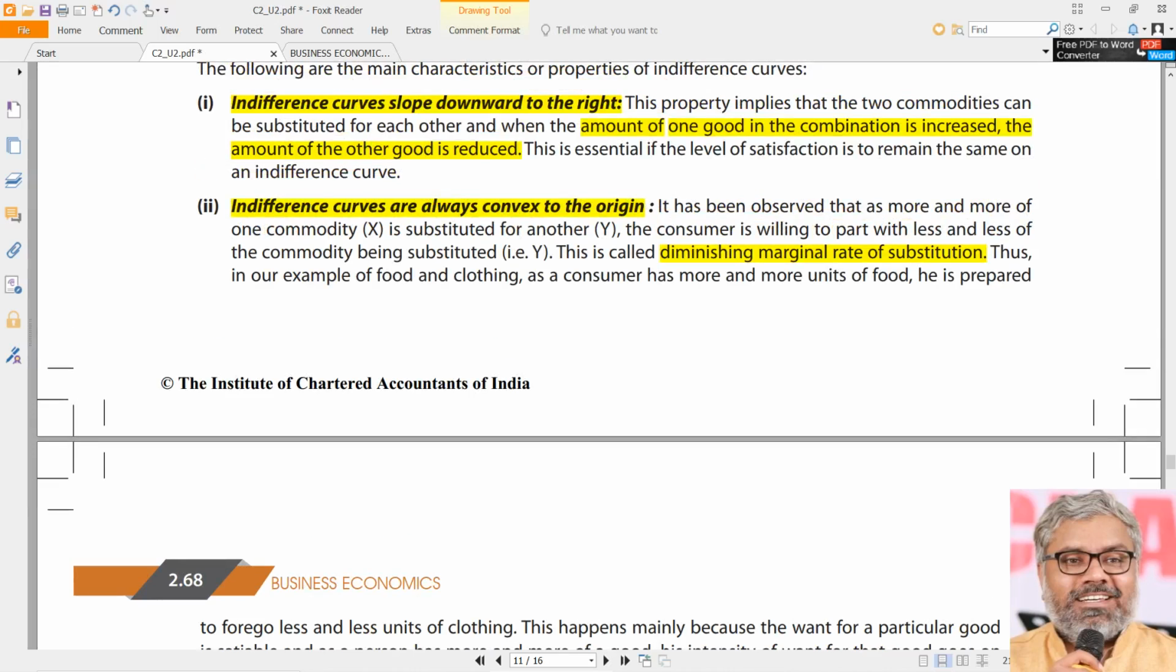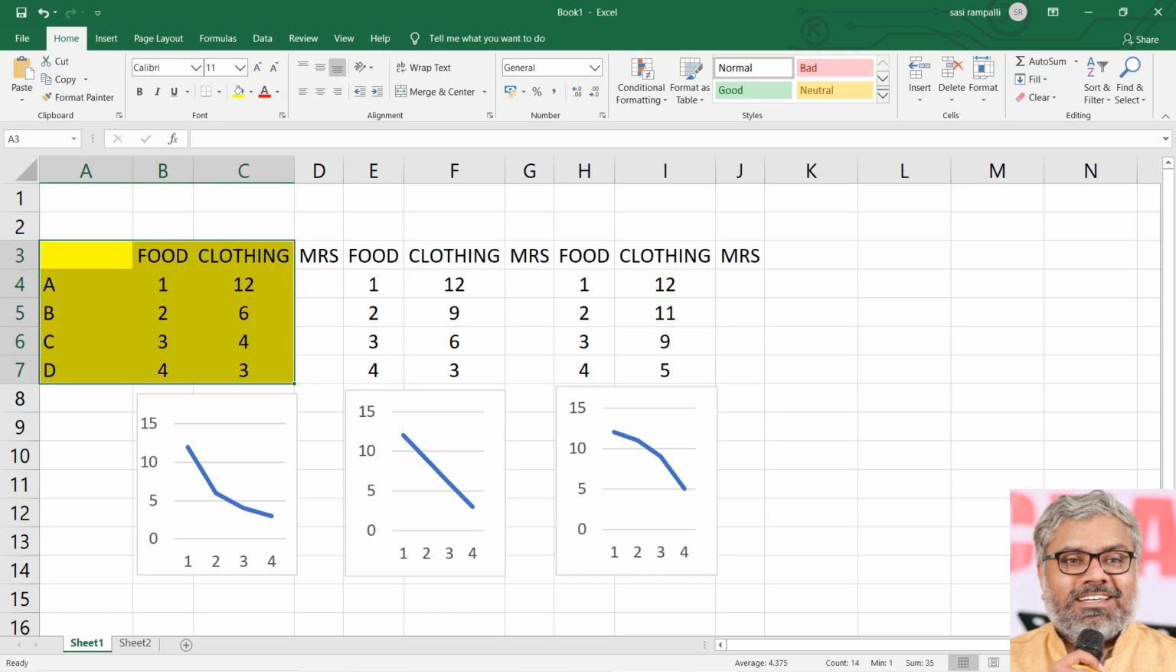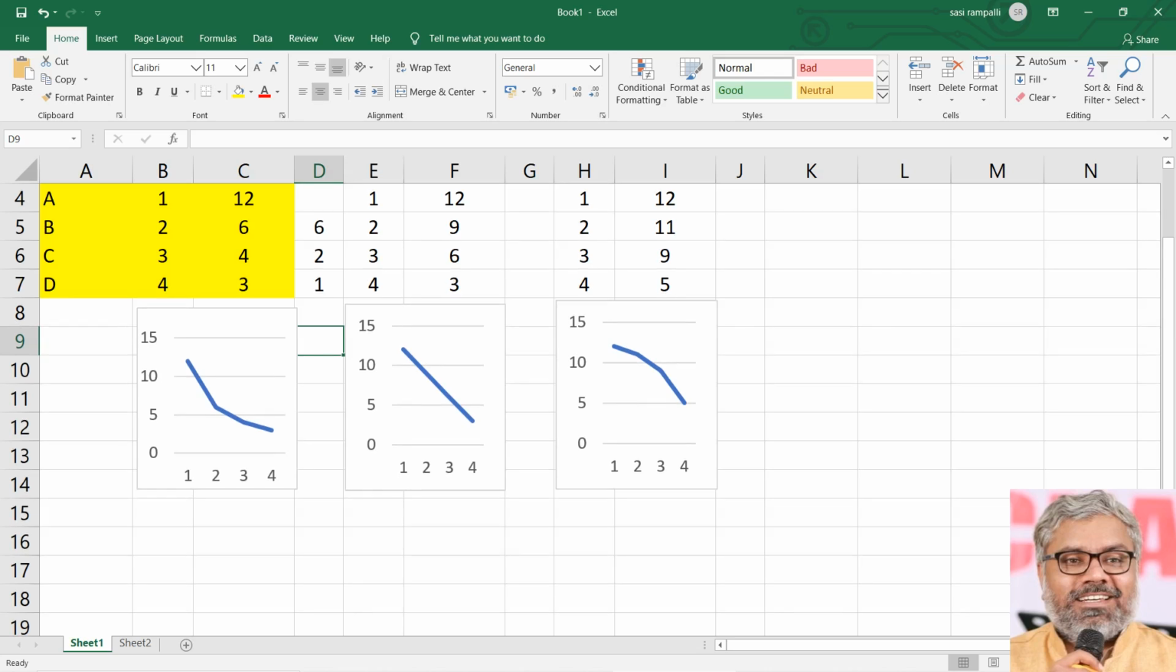Sir, what if the marginal rate of substitution is not diminishing? Then what happens? Let us see that with an example here. This is the first example which we have already taken. This is the same example which was discussed earlier. For 1 unit of food, clothing was 12, then 2 units of food, clothing was 6, then 3 and 4, 4 and 3. These are the combinations, and the marginal rate of substitution was like this: 12 minus 6, 6; 6 minus 4, 2; 4 minus 3, 1. What is happening to the marginal rate of substitution? If you observe, that is diminishing.